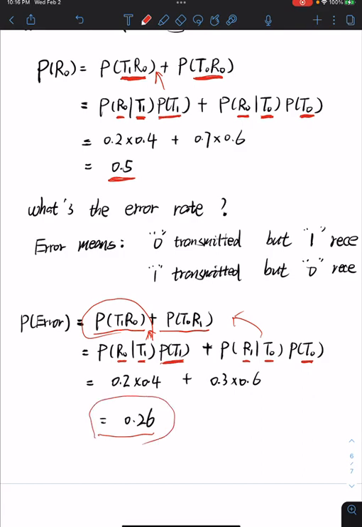So the error rate, the probability of error, equals 0.26. This is all of my steps for question 3.